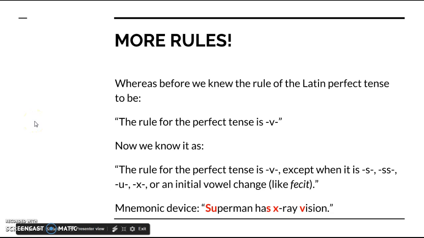Luckily, there's a mnemonic device. It's kind of out there, but if you just say Superman has X-ray vision, then you have encapsulated all the different letters at your disposal that show you the perfect tense, and they're highlighted in red: the S, the U, the second S for the SS, the X, and the V.